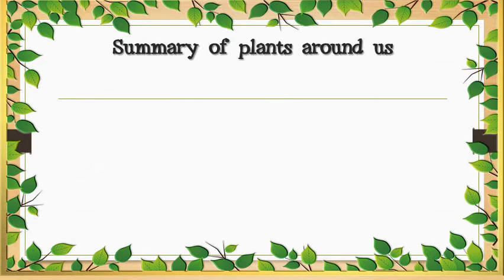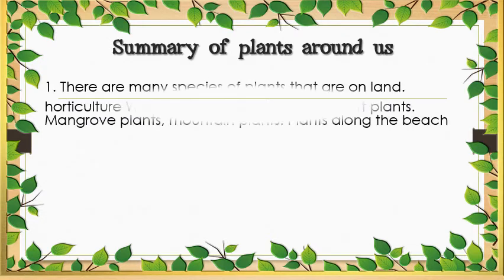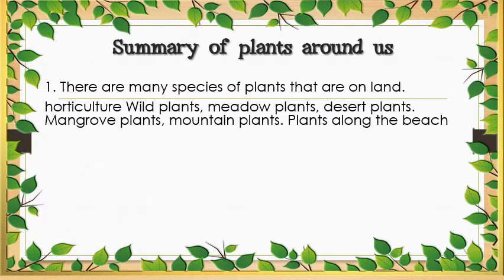Kids, for the summary of our lesson about plants around us, you will always remember these three things. Number one, there are many species of plants that are on land. They are horticulture plants, wild plants, meadow plants, desert plants, mangrove plants, mountain plants, and plants along the beach.